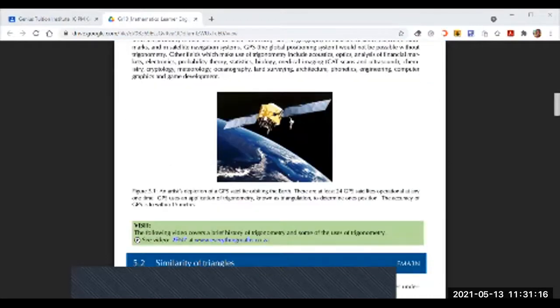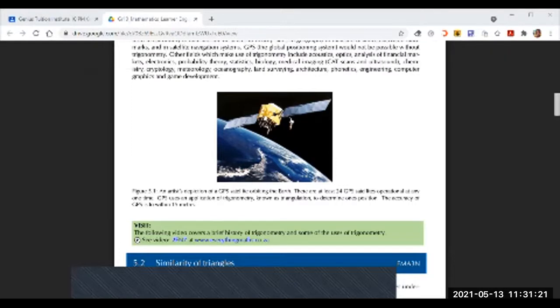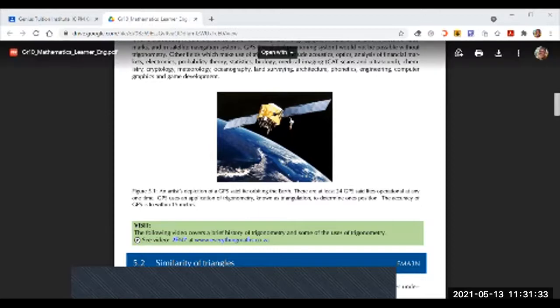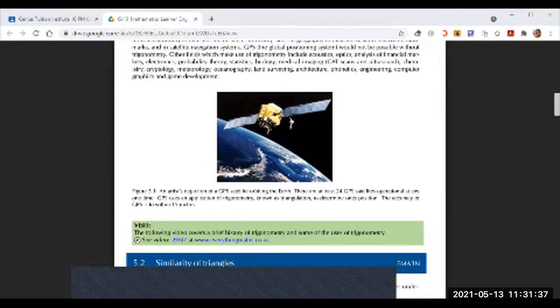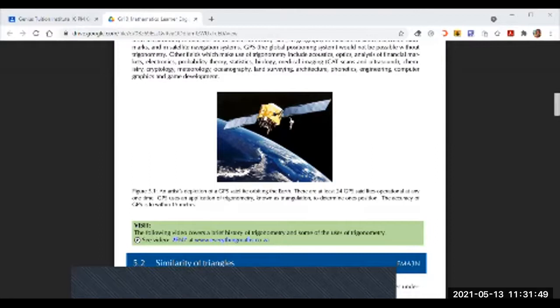That is why we see this image here of a satellite orbiting. It says the figure is an artist's depiction of a GPS satellite orbiting the Earth. There are at least 24 GPS satellites operational at any one time. GPS uses an application of trigonometry known as triangulation to determine one's position. The accuracy of GPS is to within 15 meters.